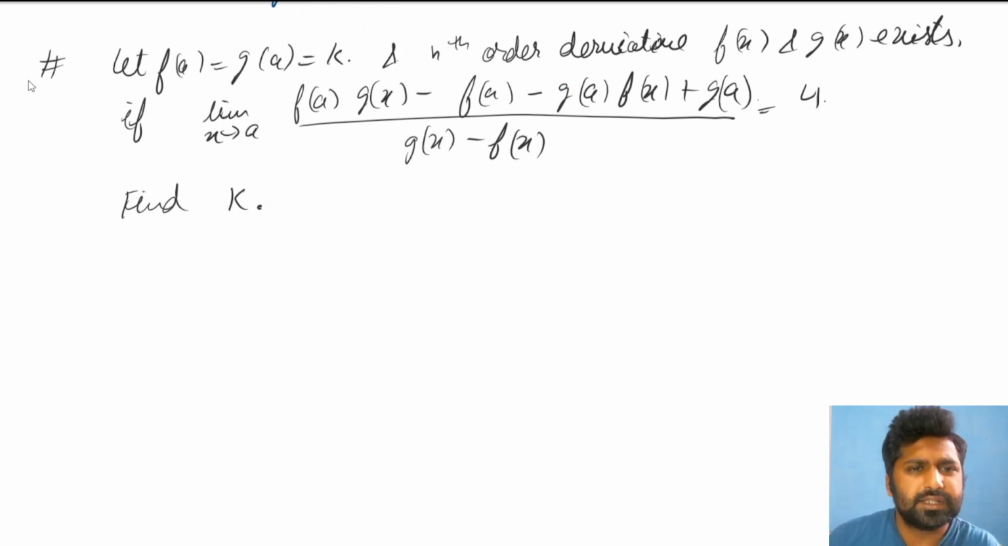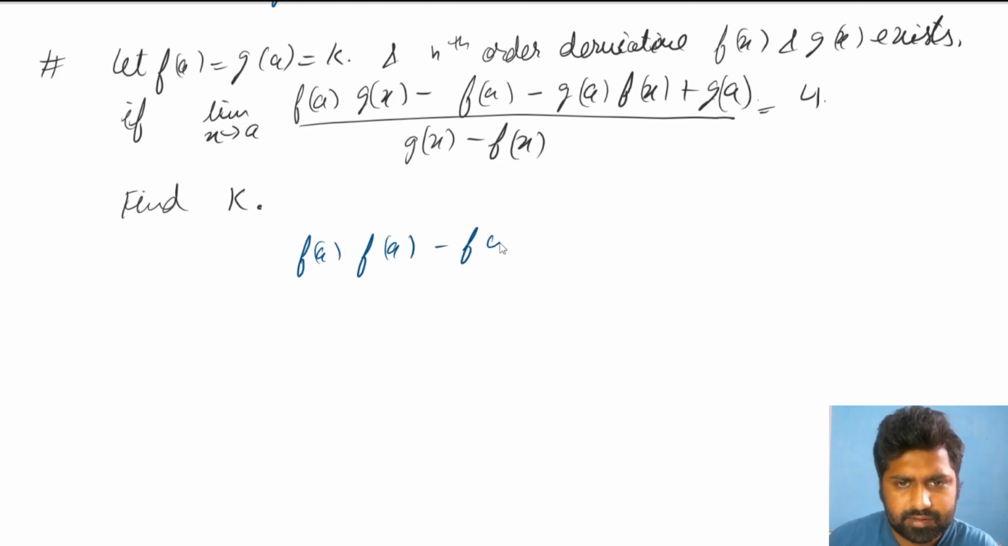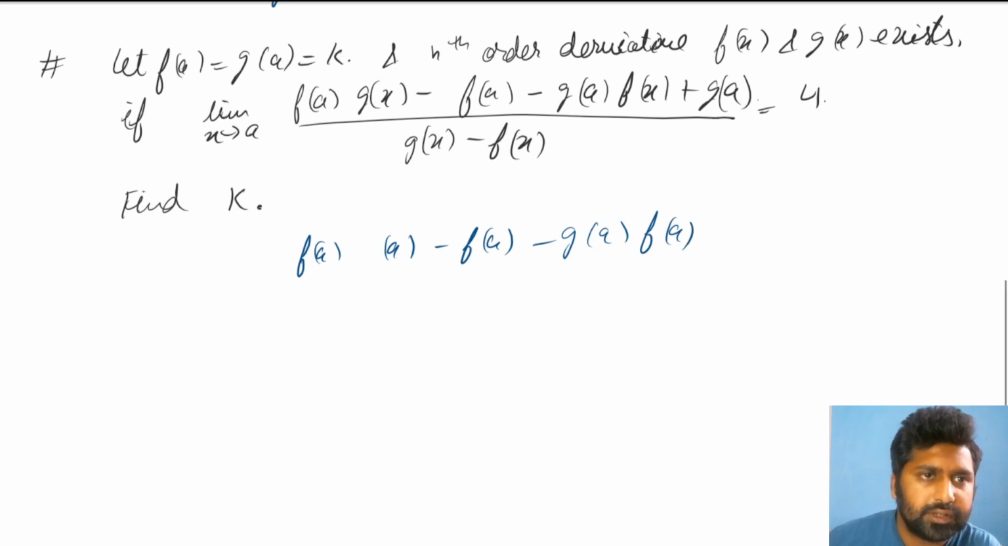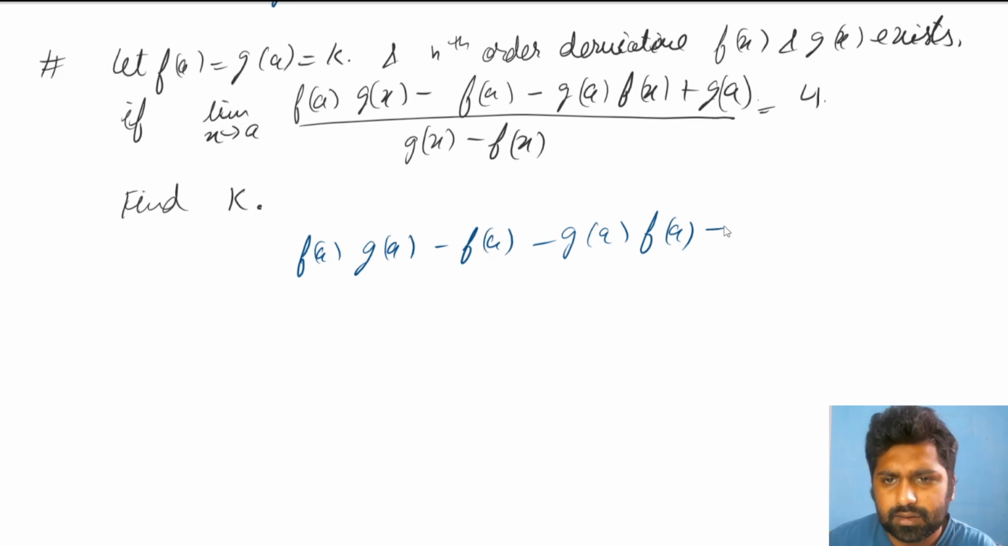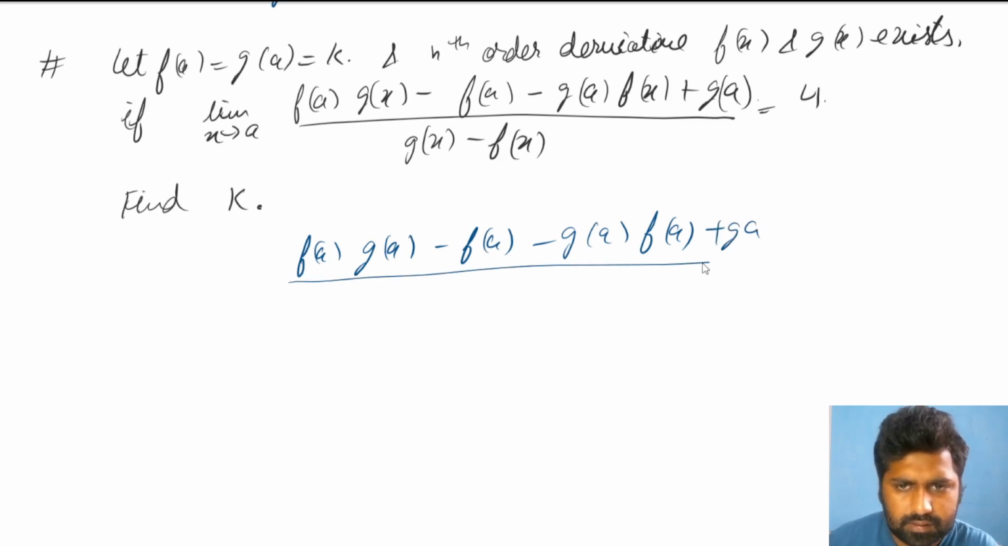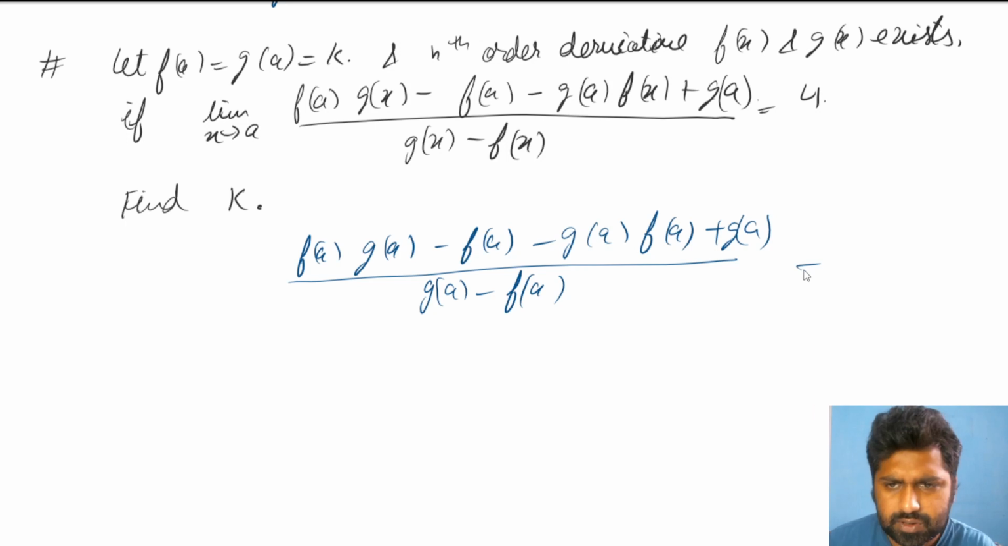The function is not given. It's just saying that f of a and g of a are equal to k, so these are constant values. Now if the limit exists, we can directly check what happens as x tends to a. If we replace x by a, the denominator becomes g of a minus f of a. Since g of a and f of a are equal, they cancel, so this becomes 0.